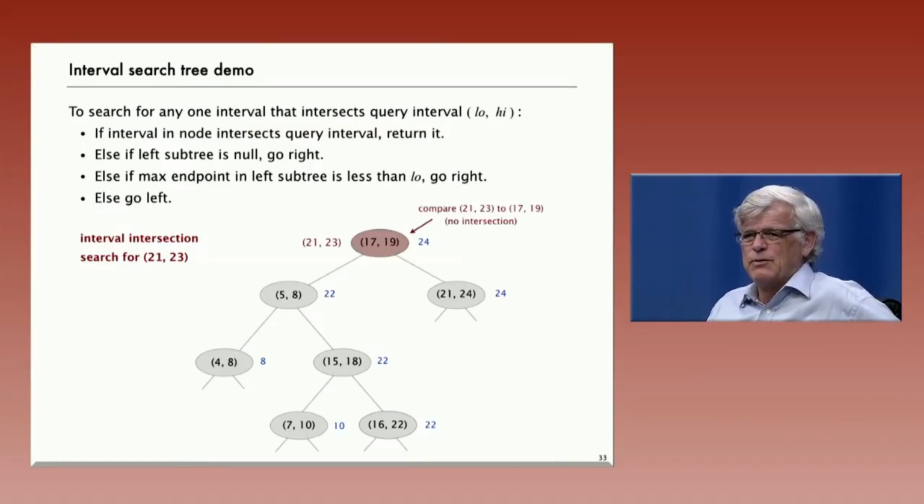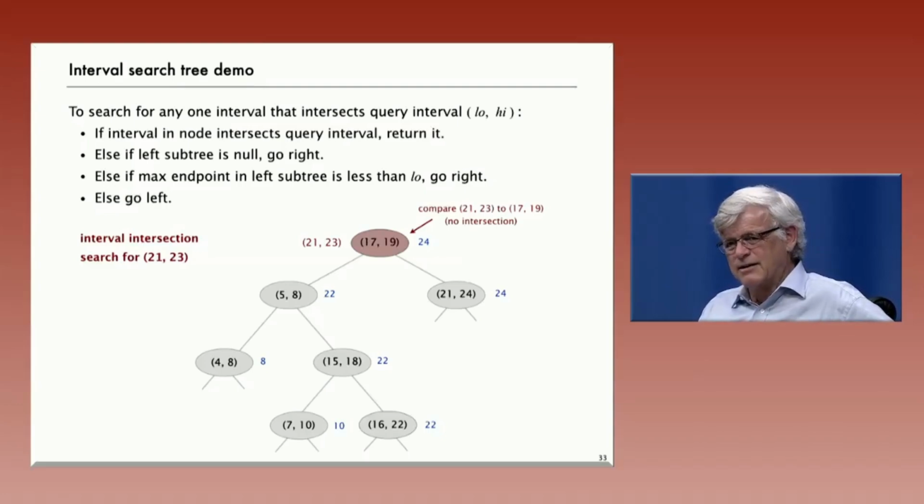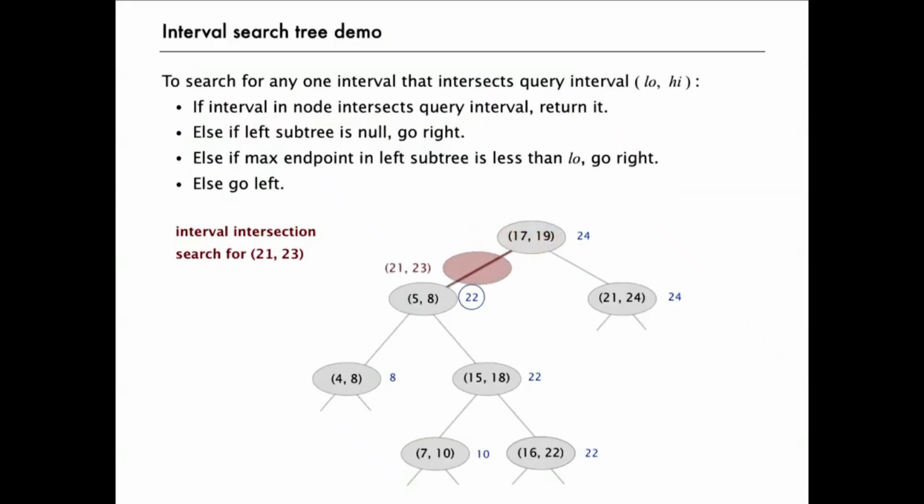Let's see, 21 through 23 against 17, 19. They do not intersect. So now what are we going to do next? We're going to compare the left subtree, and 22 falls within our interval, it's not less than ours. So there might be an intersection there, so we better go to the left. So we do go to the left.